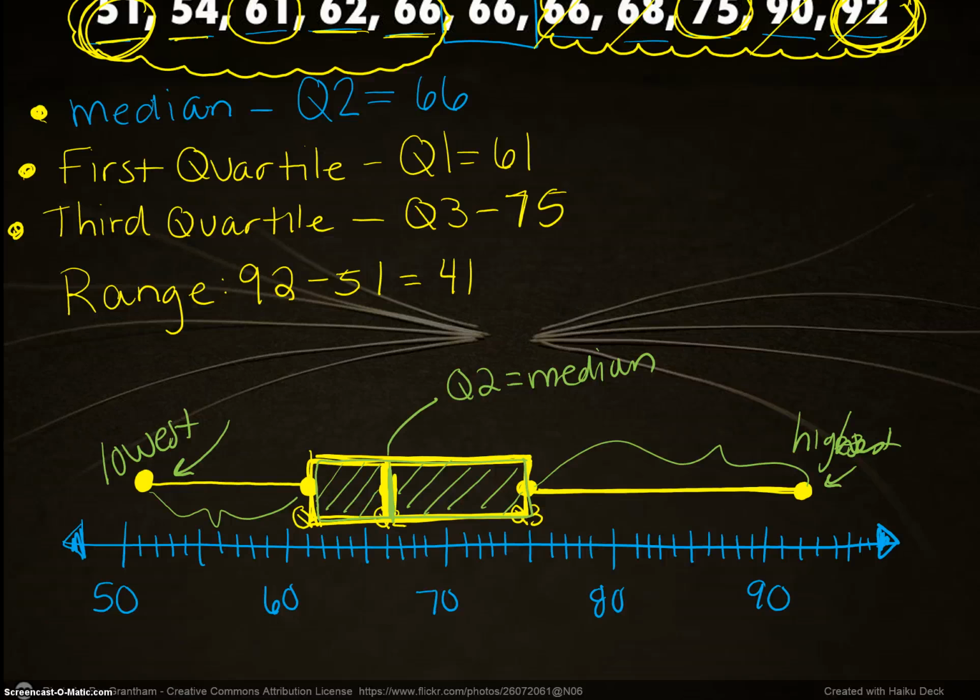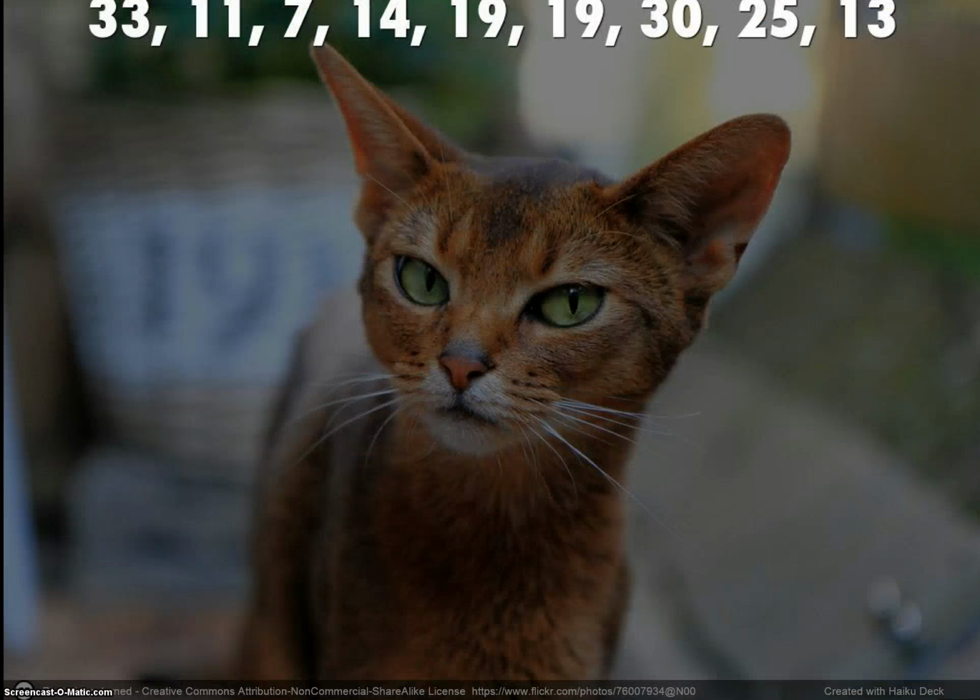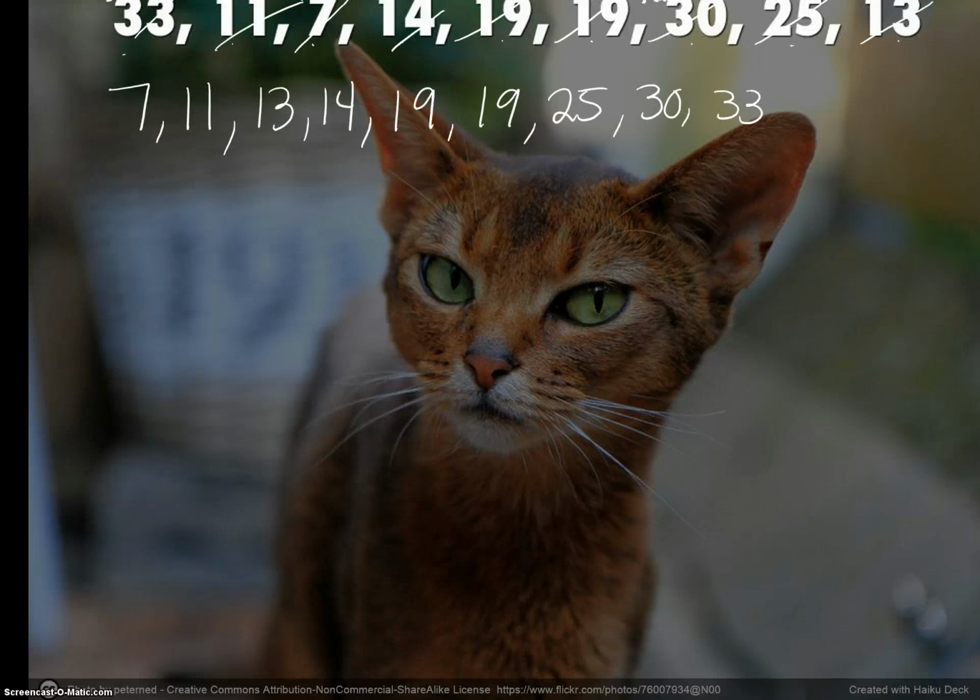Let's get ready for another one. So the first step again is to order the data from least to greatest. Go ahead and do that. So I put my data in this order from least to greatest, and I'm going to go ahead and find my middle number, my median, my quartile 2. So that's my quartile 2.